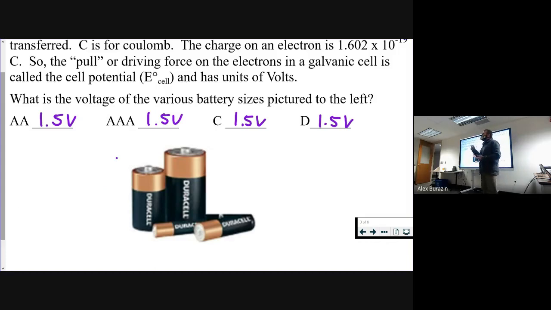The reason why you use AAA for certain things is profile. Your TV remote's kind of thin and skinny, so it's nice to have batteries that fit well within that size and aren't big and bulky and ugly. So really, the size of the batteries is twofold. It's a combination of whatever size end product you're trying to produce, but also how long it needs to last.